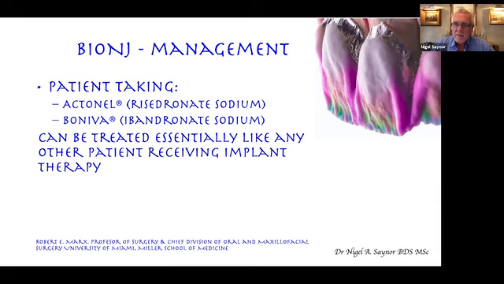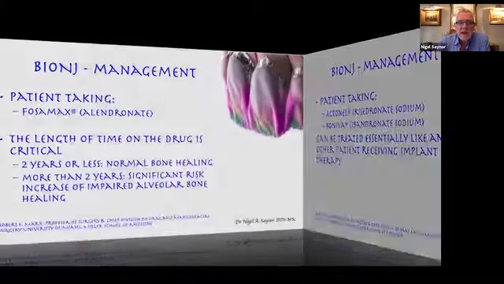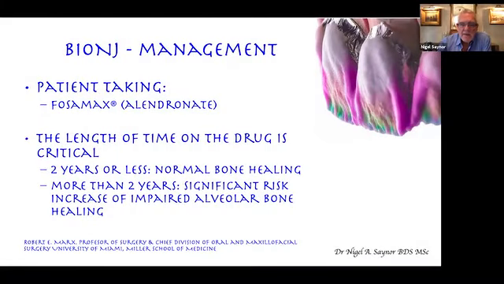Once you see that once the tooth has been removed, that the healing is uneventful, I would proceed to implant placement. And I think you tend to find that with oral bisphosphonates, you will get very, very few problems. Your issues will come when you're looking at IV. And the critical issues are 2 years or less, you'll get normal bone healing. More than 2 years, the risks start to become a bit more significant.